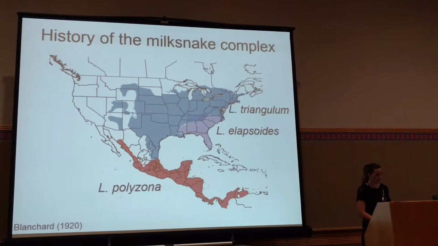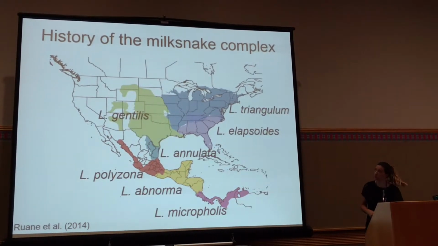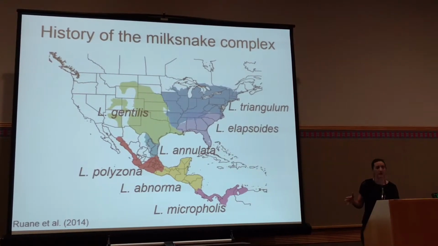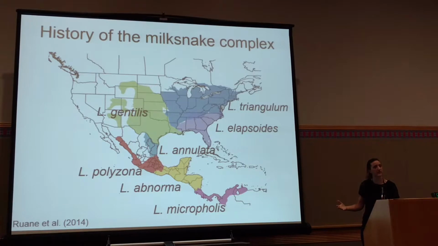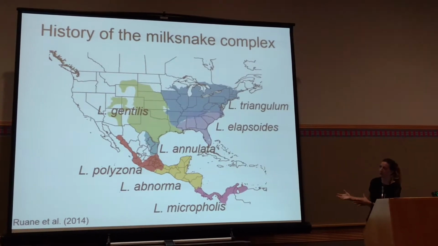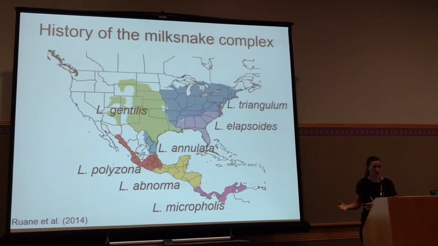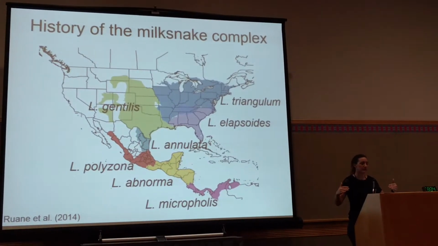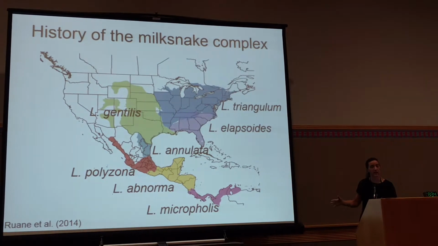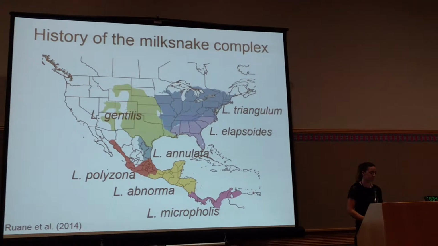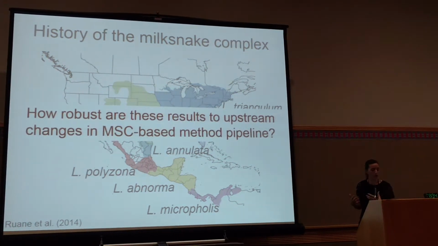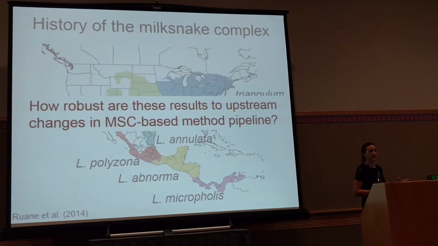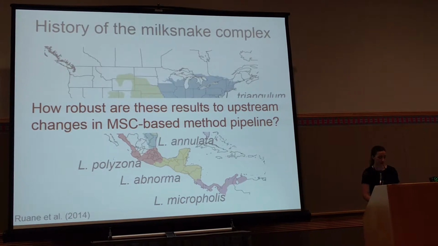And so, in 2014, the most recent work on the taxonomic group, Ruane et al. recognized, using genetic data and an MSC-based method, BPP, 7 species within the complex. So they elevated existing subspecies to full species status. And it's this case that I want to talk about today, using the data from the study. The general question, again, of how robust are these specific results to upstream changes in that MSC-based method pipeline.